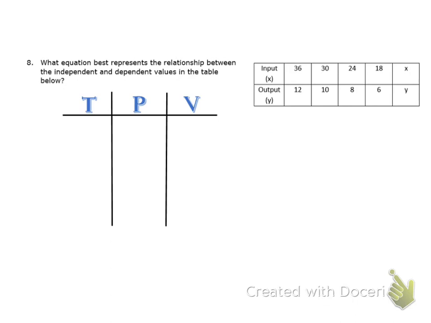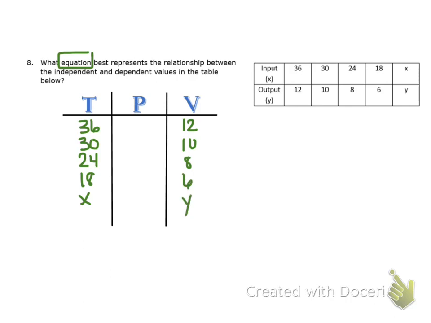Number 8, what equation best represents the relationship between the independent and dependent values in the table below? Okay, so I know that I'm trying to find an equation. We need to know what the rule is for the table. So I'm going to try to fill out a TPV table. So the input is my X. That is also the terms, or the T. So let's go ahead and put these in. Okay. The output is my V. So I'm going to go ahead and put these numbers.